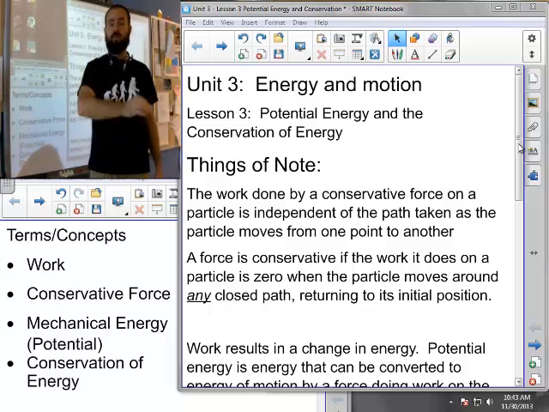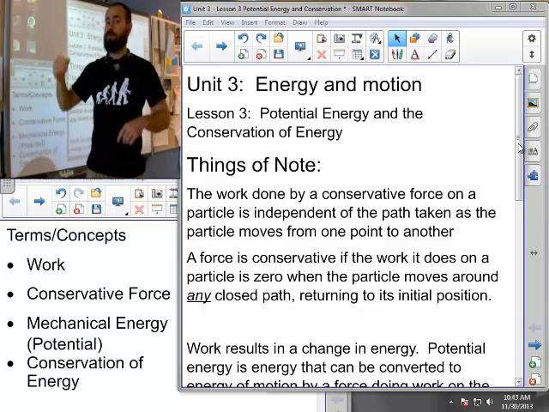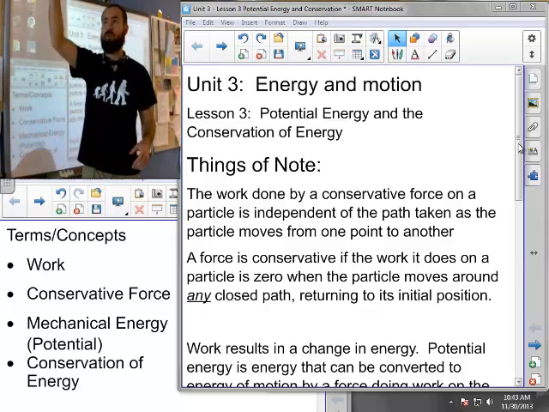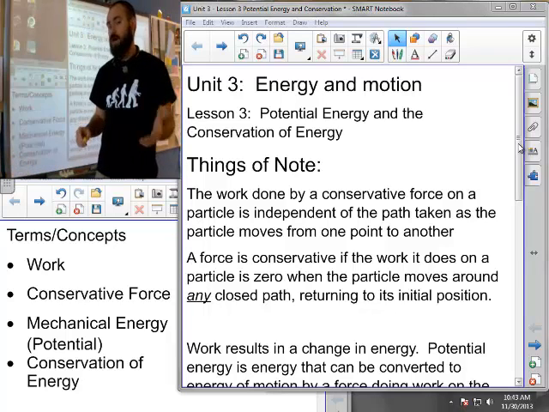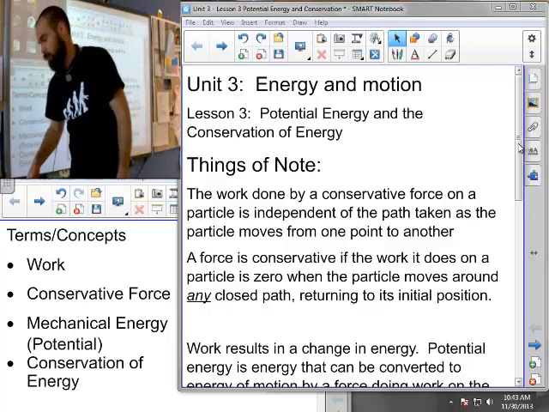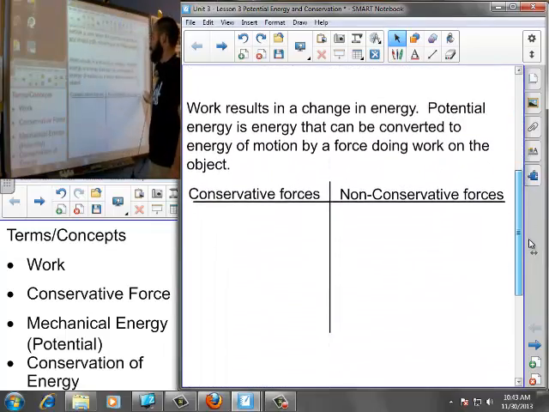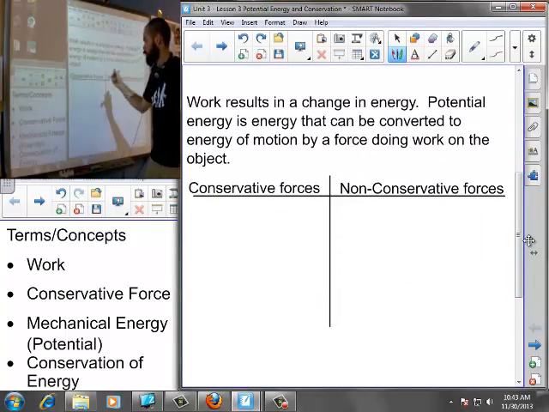It wouldn't matter which way I took to get there. No matter what, I would still be using the same displacement. The work done by gravity still works within that same displacement delta y. It doesn't matter where I go horizontally or in or out for z. A good example of conservative forces, obviously, we've already said, gravity.